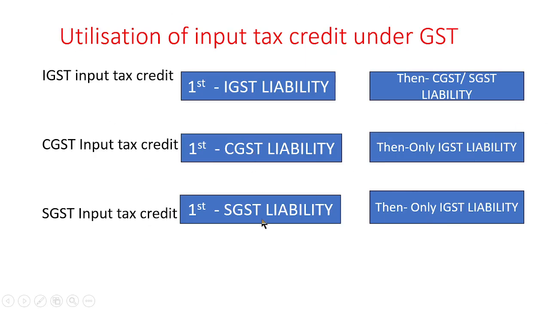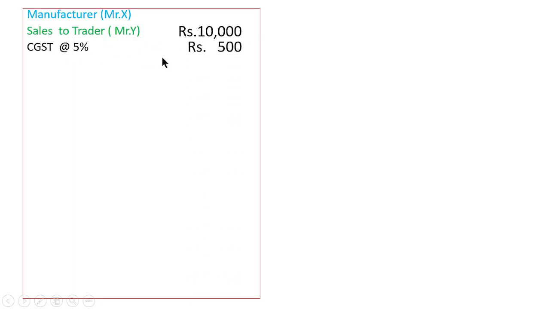This is the rule of utilization of input tax credit under GST. Next, journal entries. I will explain through one example. Suppose there is manufacturer X. He sold goods worth 10,000 to Mr. Y. CGST 5% collected 500, SGST 5% collected 500.